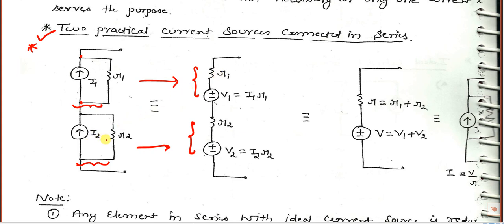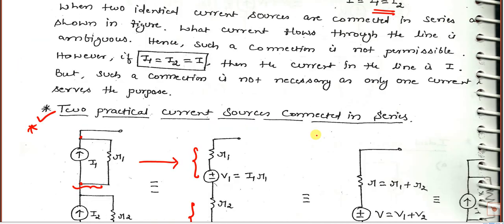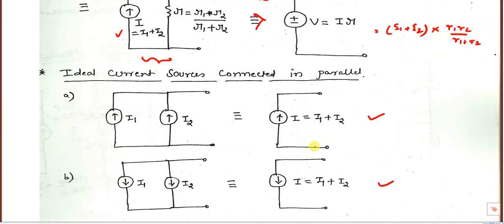Similarly, for the second current source, multiply I2 with R2, and we'll get another voltage value. And the same value of R2 you have to connect in series. Now these two voltage sources are in series. So we already learned how to add two voltage sources in series.